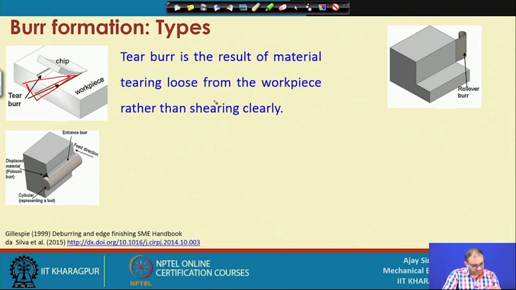So, instead of purely a shearing action, your workpiece is getting torn away, because many times this happens in laminated materials. Suppose you are talking about a composite material where there are different types of layers available. When you cut it, it will always find an interface of the ply, and at that time it will create this type of tearing burr. So, these are called tearing burrs.